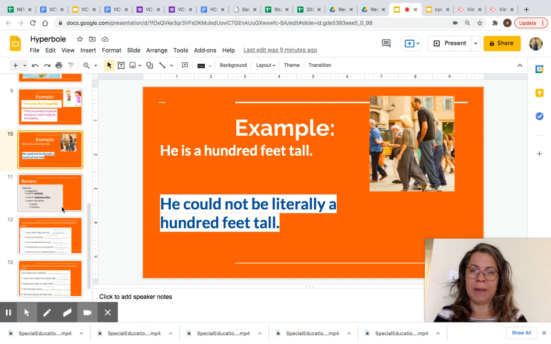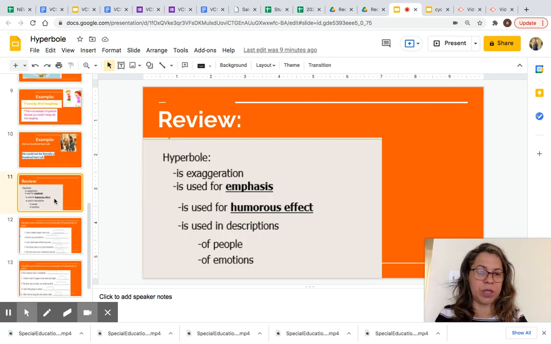Now, before we do our activity, let's review hyperbole. Hyperbole is an exaggeration. It is used for emphasis. It is used for humorous effect. It is used in descriptions of people and emotions. Okay?